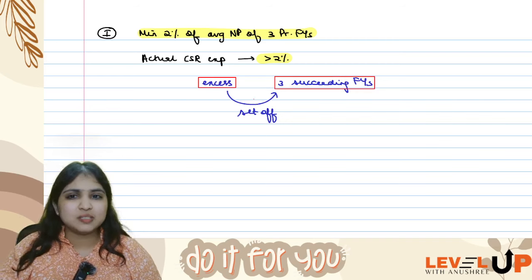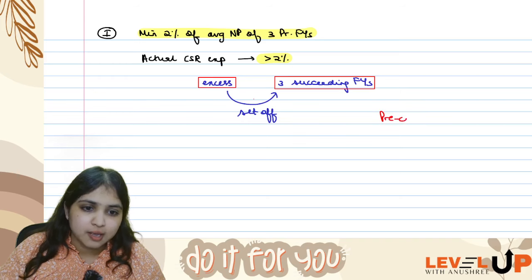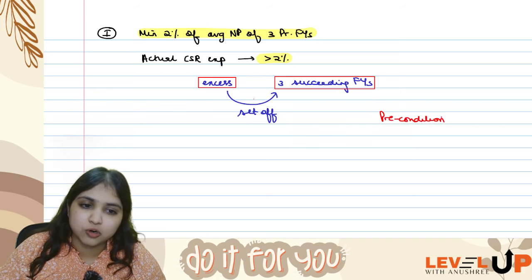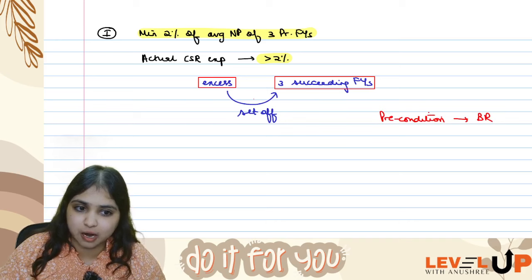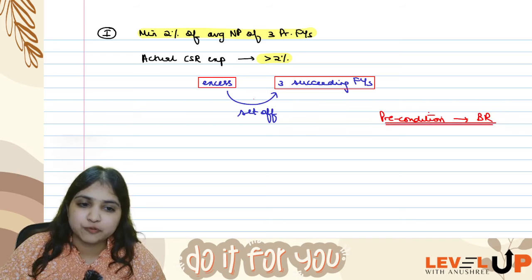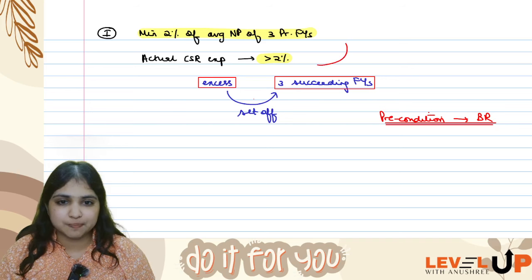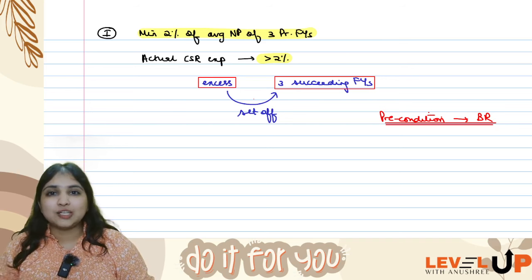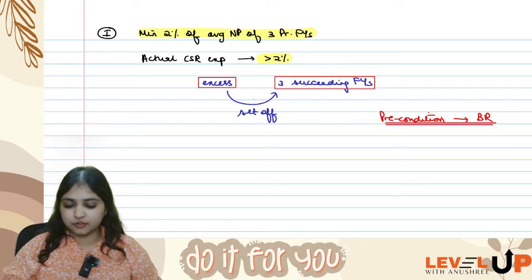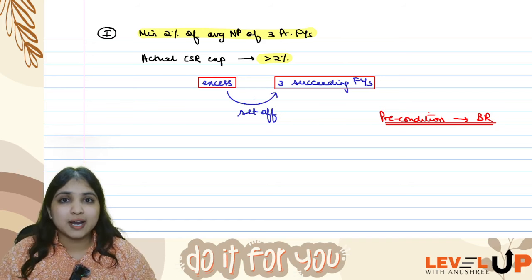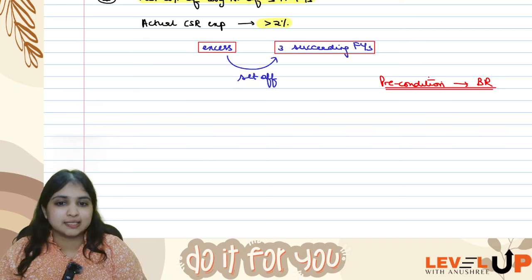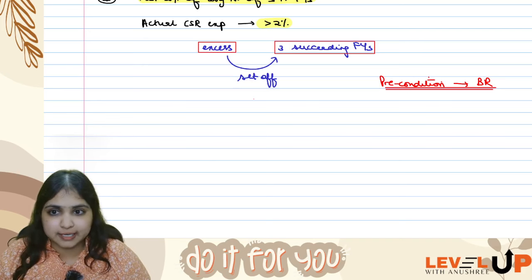And for this, there is one small simple precondition, and the precondition is that a board resolution has to be passed in this regard. So if this precondition is fulfilled, then whatever extra the company has spent on CSR can be set off by the company across the next 3 years. Now let us try to understand this with the help of a numerical example. That's how we will get better clarity.